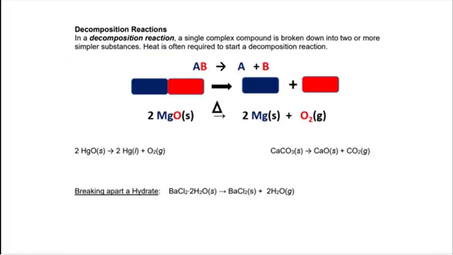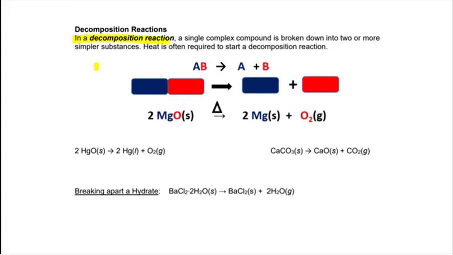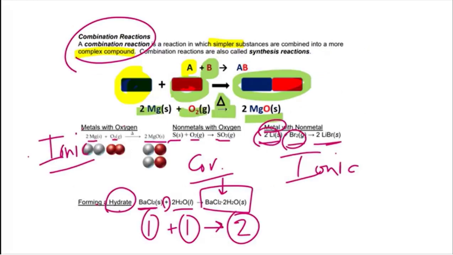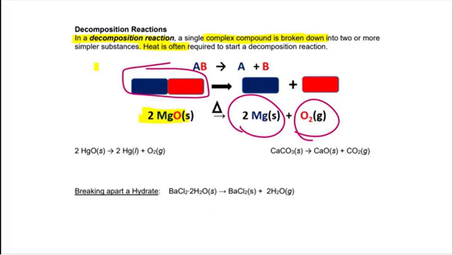Let's move on to decomposition reactions. And I kind of told you in the intro that this is pretty much the opposite. So decomposition is taking a complex compound, breaking it down into 2 or more simpler substances. Heat is often needed to do this. Going and looking at that example with our magnesium oxide, now imagine just doing this in reverse. Starting with our magnesium oxide, using heat and breaking it down into magnesium plus oxygen. So we're just taking the red, the blue, breaking it apart into red plus blue.